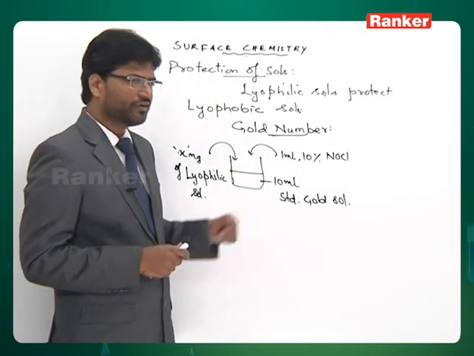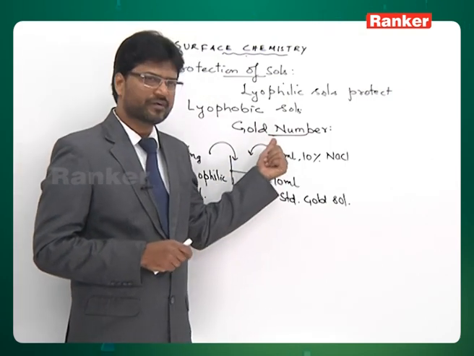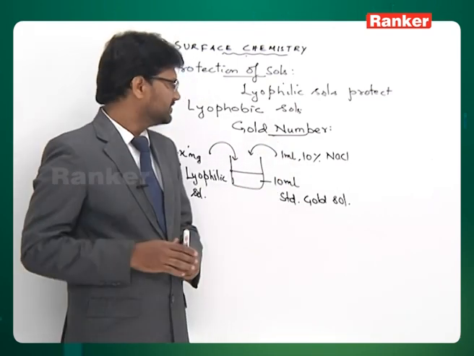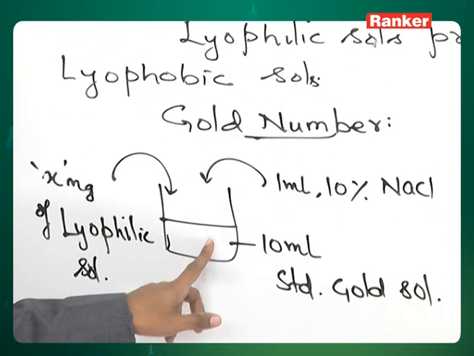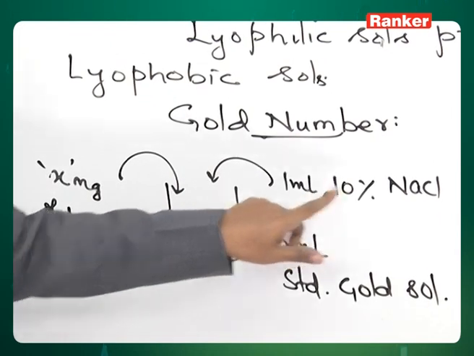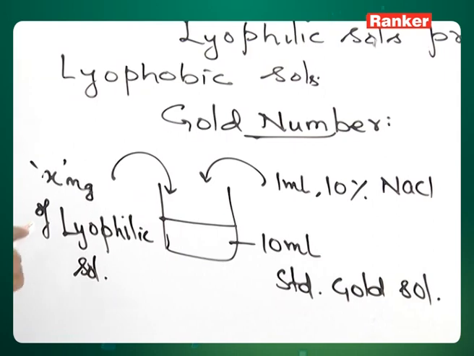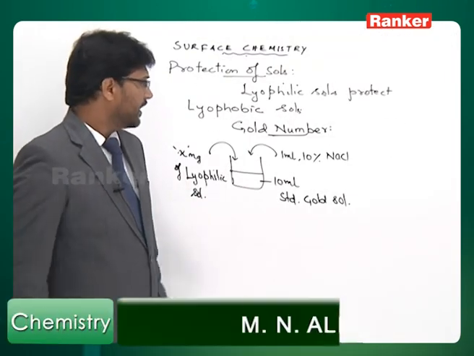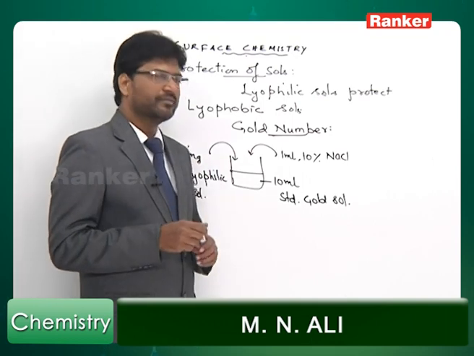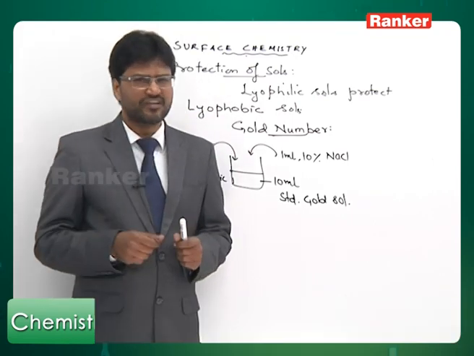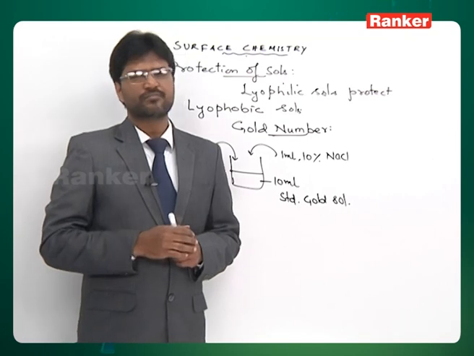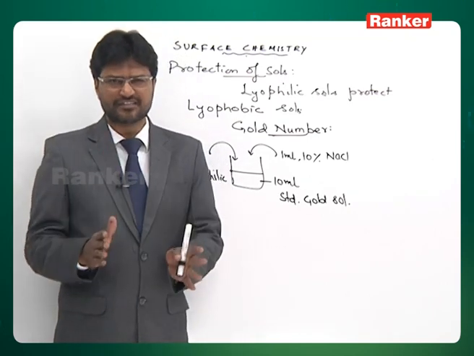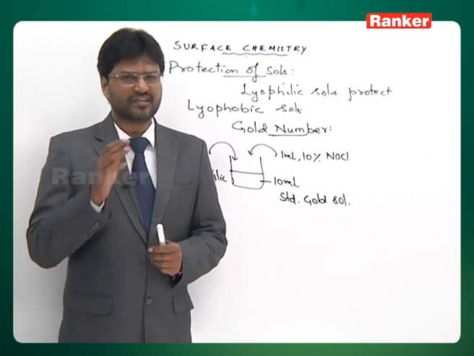You'll get some important numericals based on gold number. So, if you remember the definition, you can solve any numerical based on this. See, it is defined for 10 ml gold sol, it is defined for 1 ml 10% NaCl, and the value has to be expressed in milligrams. And one important point you should remember is, higher the gold number of a lyophilic sol, lesser is its protective power. Protective power and gold number are related inversely. Higher gold number indicates lesser protective power.